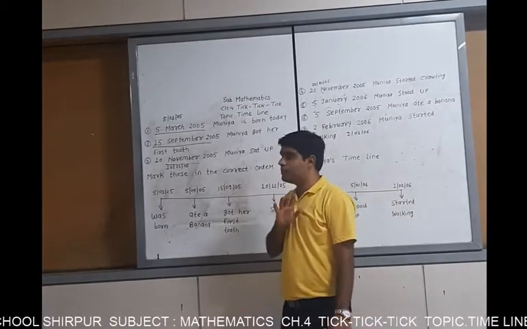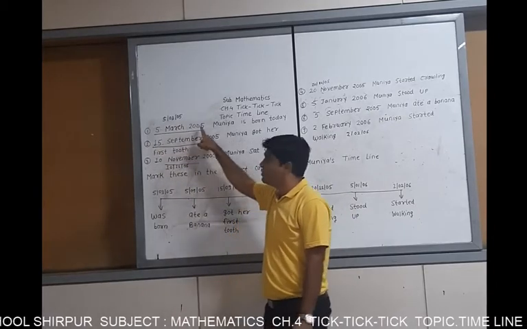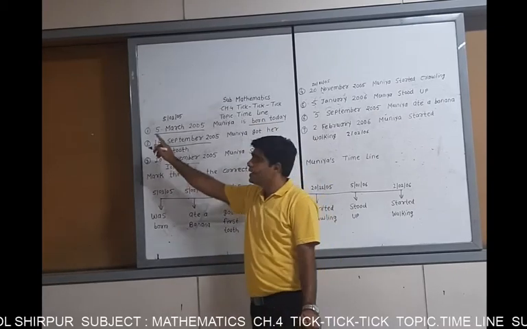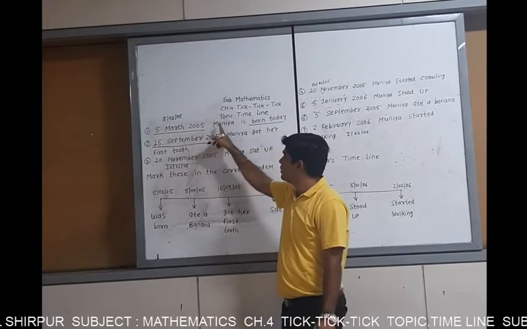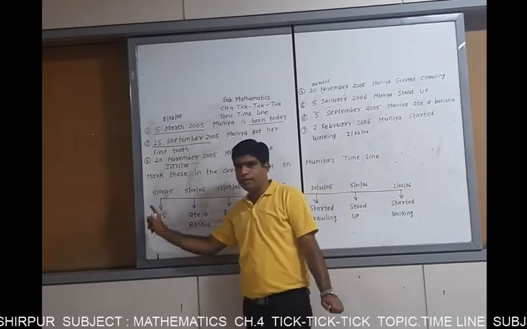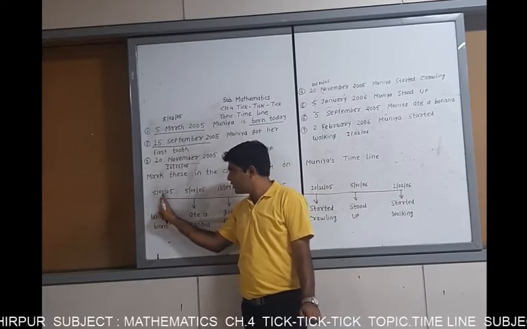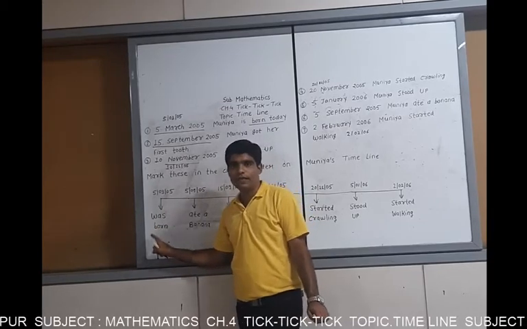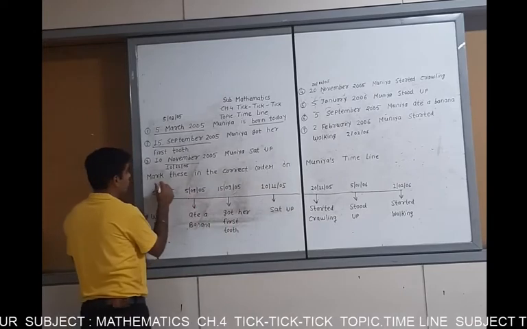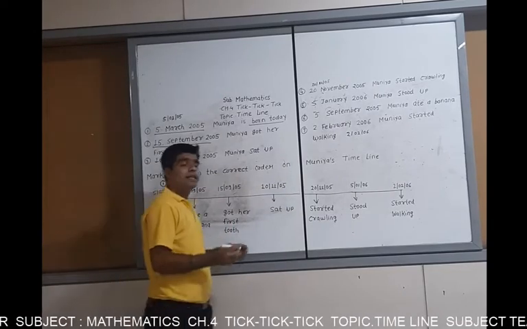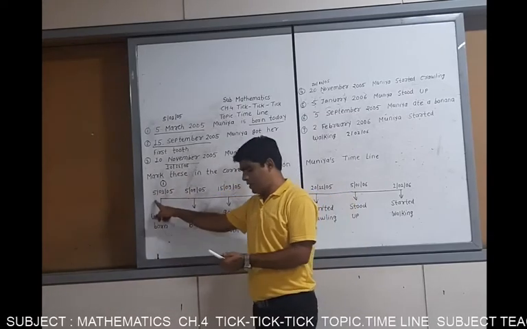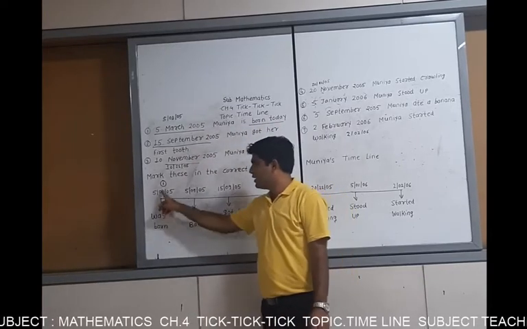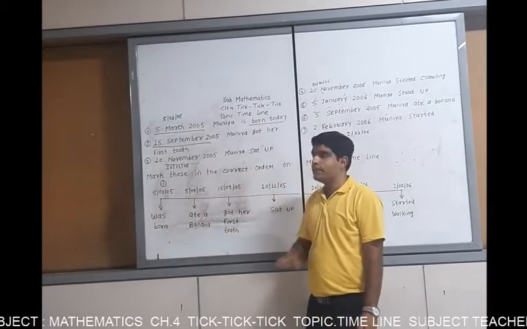So first is what? Here will be 5 March 2005, Munia is born today. It means that on 5 March 2005, Munia is born today. So we have to write it. This is our date format: 5-3-2005. Munia was born today. This is our first point. We have to write 5-3-2005. Here will be Munia is born today. This is our first point.